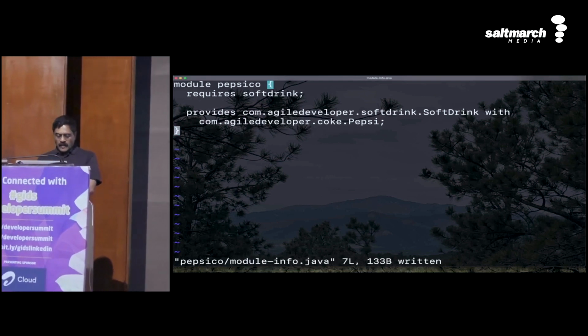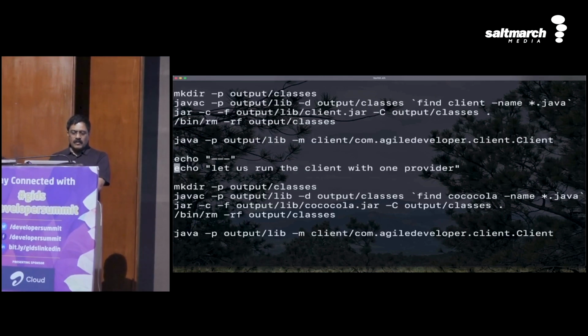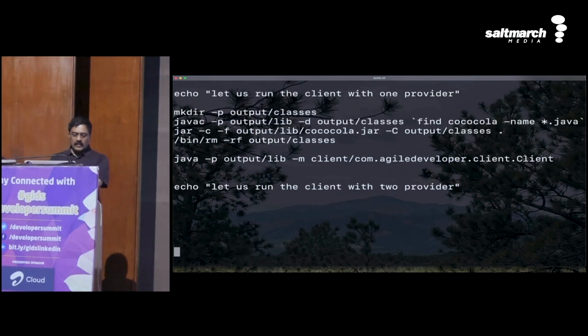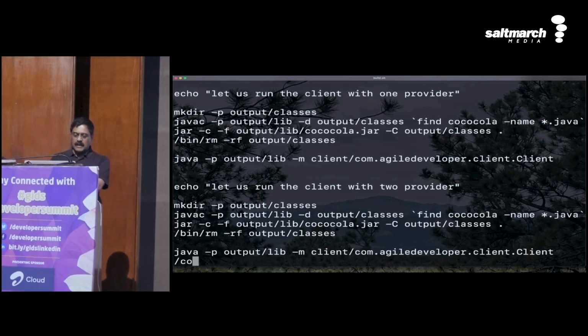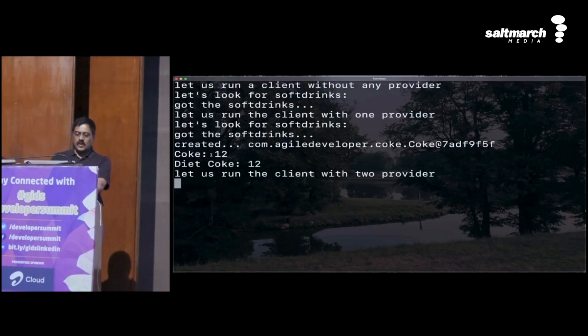So now let's go to the build one more time. In the build, what do we want to say? We can say, let us run the client with 2 providers. We want to run that with 2 providers. So what are we going to do to run this with 2 providers? We can say in here, let's compile the Pepsi code into PepsiCo.jar. We're going to compile that, and then run the client right after that. That's all we're going to say. So go back and run it.